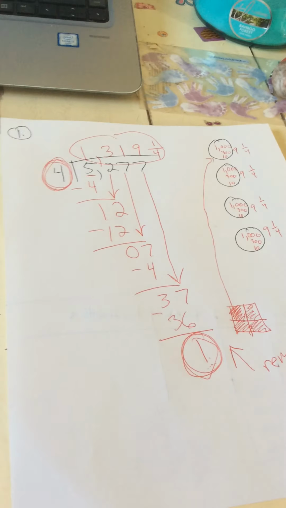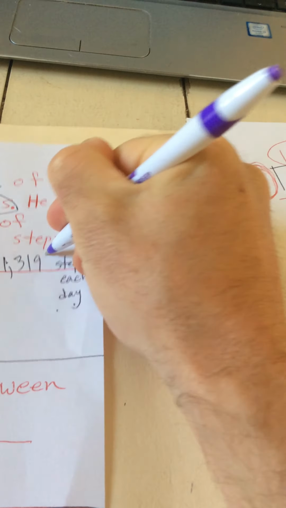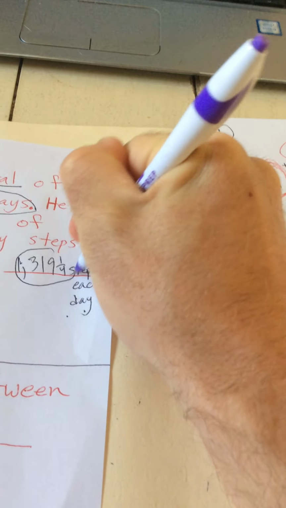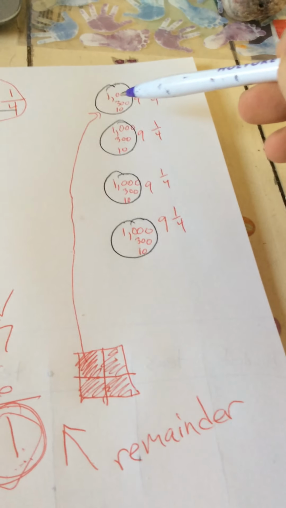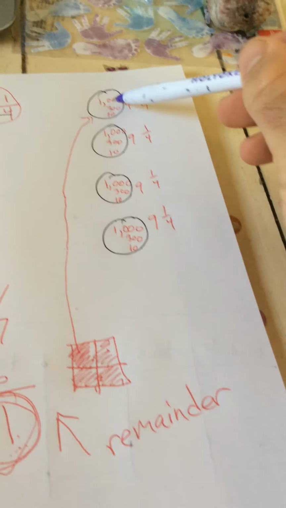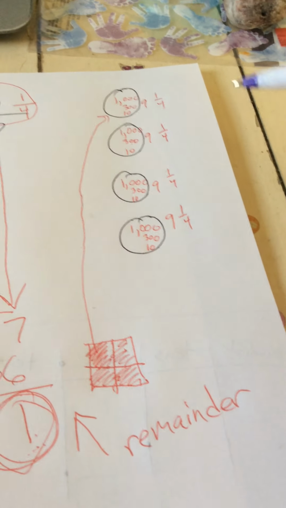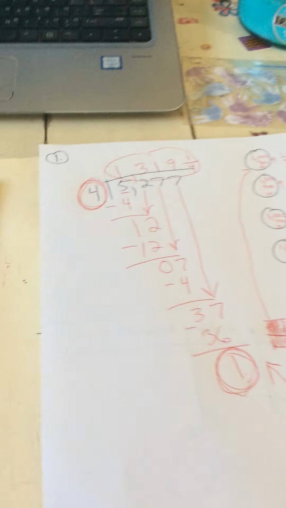So the answer is 1,319 and 1/4 steps each day. And that's the most accurate answer because we turned the remainder into a fraction. All right, so if you look, all 4 groups are equal. 1,319 and 1/4 are in all 4 groups. They are equal groups, and there's none left at that point.